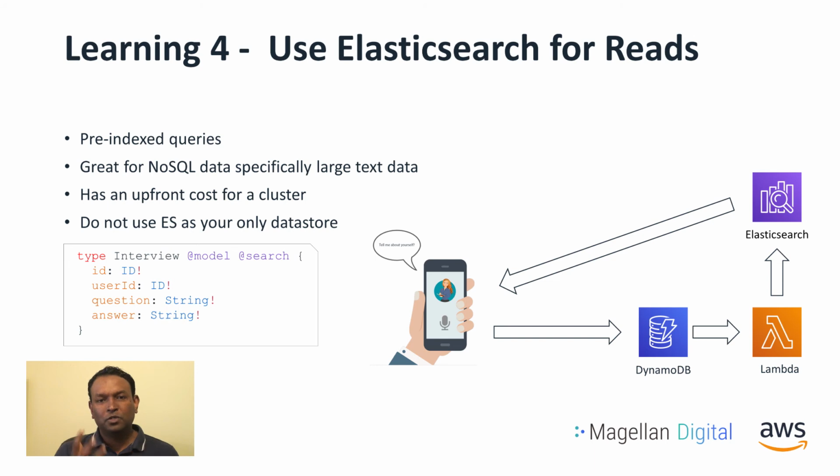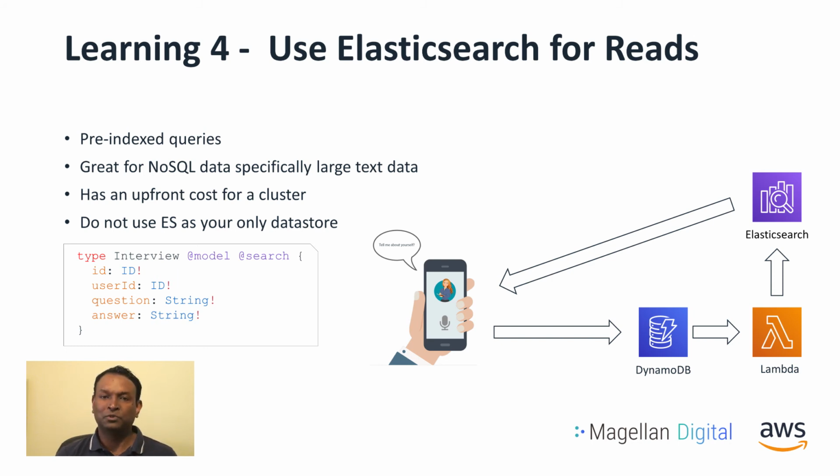Because we have a lot of text data, there's a lot of queries being done around the text. So we decided to use Elasticsearch to do the read operation. The way it works is when a user writes data onto the backend, it writes to DynamoDB, and there is a trigger that automatically writes to Elasticsearch. And then when you're doing a read, you read the data from Elasticsearch.